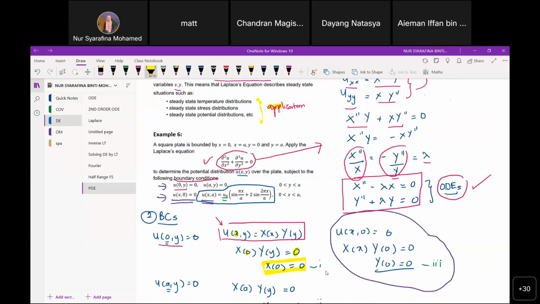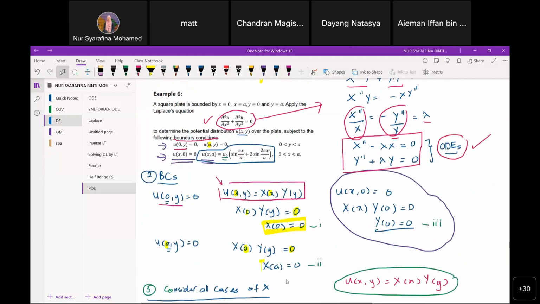Okay? And then when x equals a, just substitute a here. Then you have X(a). When x equals a, u equals 0, so X(a) equals 0. Okay, and we have another variable here, y. So just take this condition, u_x(x,0) equals 0, which means when y equals 0, u_x equals 0, then we have Y'(0) equals 0.